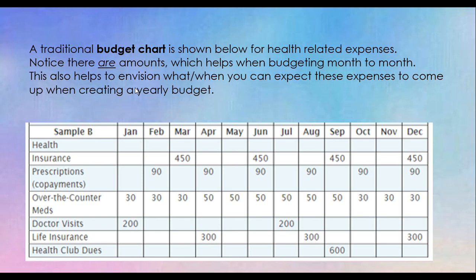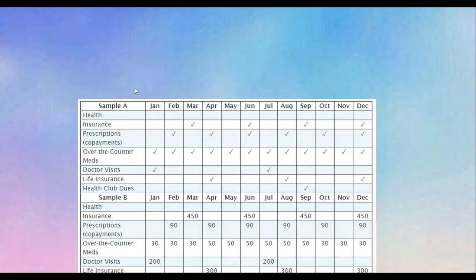And we can still use this to expect when these expenses are coming. So I'm going to put them all together. Right, here's both of them, sample A and sample B, our checkoff budget chart, and then our traditional budget chart with numerical values here. And there are pros and cons to using both, and you can use either one.